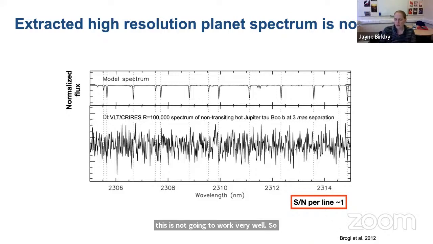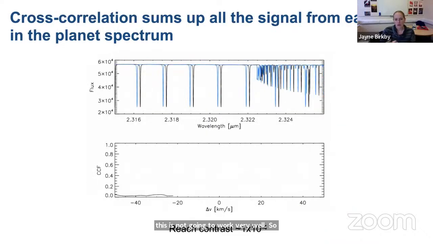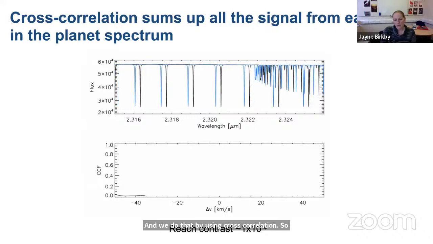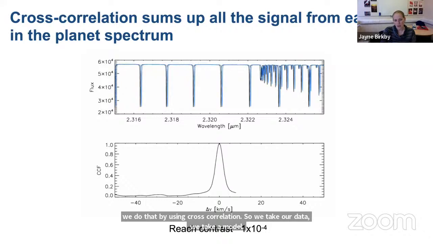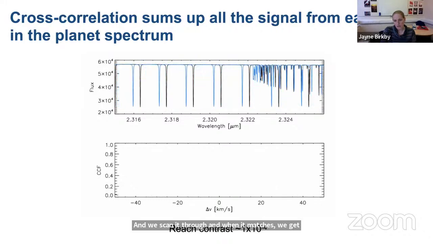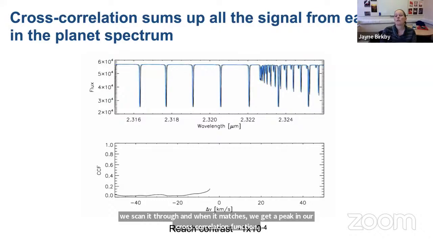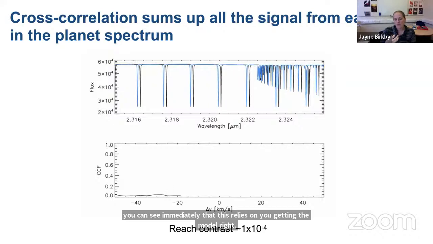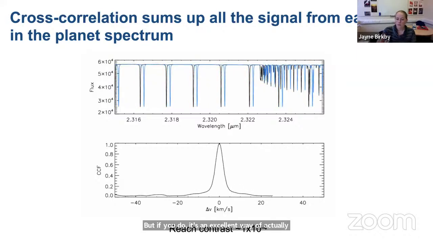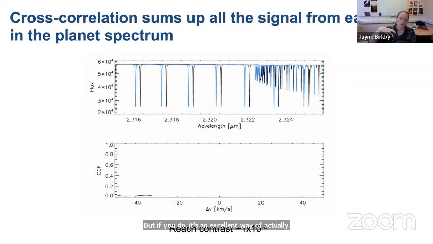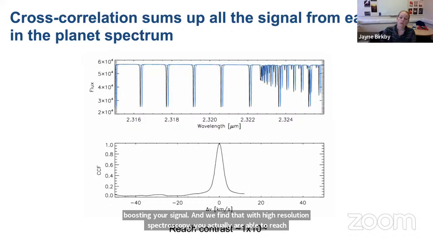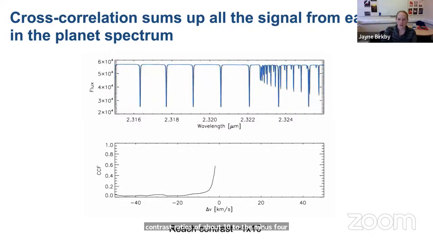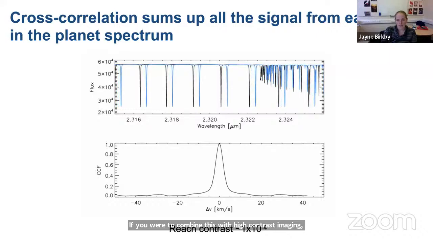So we need to find a way to combine them. And we do that by using cross-correlation. So we take our data, we take a model, and we scan it through. And when it matches, we get a peak in our cross-correlation function. Now, you can see immediately that this relies on you getting the model right. But if you do, it's an excellent way of actually boosting your signal. And we find that with high-resolution spectroscopy, you actually are able to reach contrast ratios of about 10 to the minus 4. If you were to combine this with high contrast imaging, you could actually push even deeper down to fainter planets. We'll come back to that later.